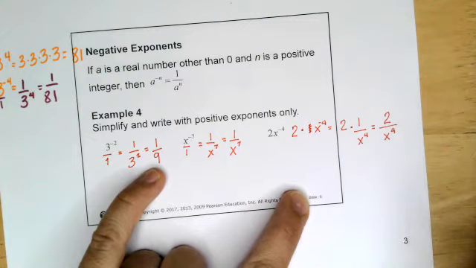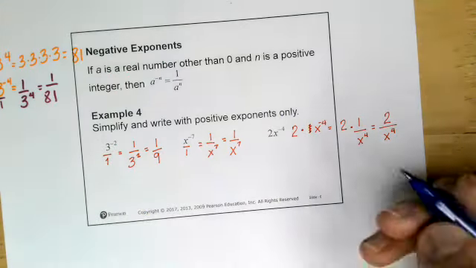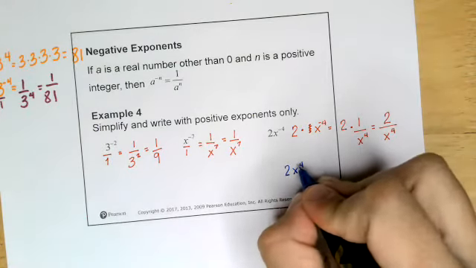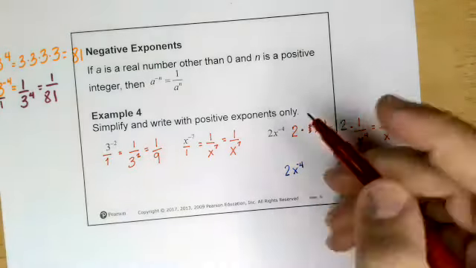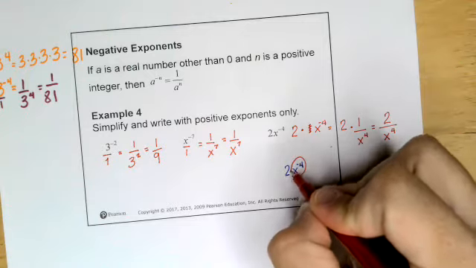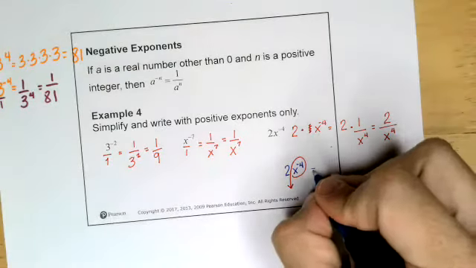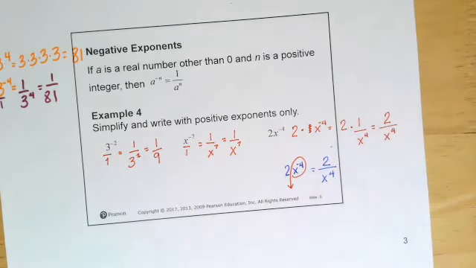Or if it makes sense to you, you could just quickly go 2x to the negative fourth. I know this is negative and it needs to go down, but 2 does not. And so you can simply rewrite it as 2 over x to the fourth, okay? If that makes sense to you, if that is very clear.